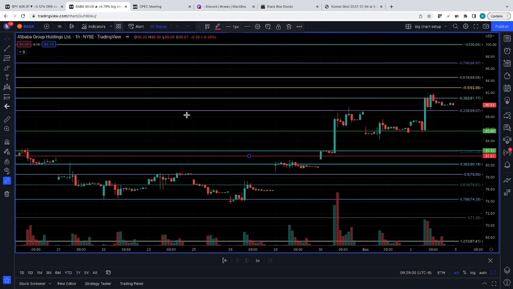But just a good example on BABA of how you could combine using these weekly inside bar scans and ideas from traders at Blackbox. There were some really nice trades on BABA this past week.